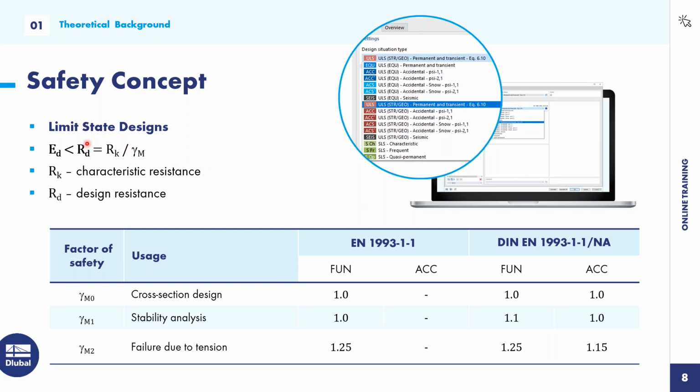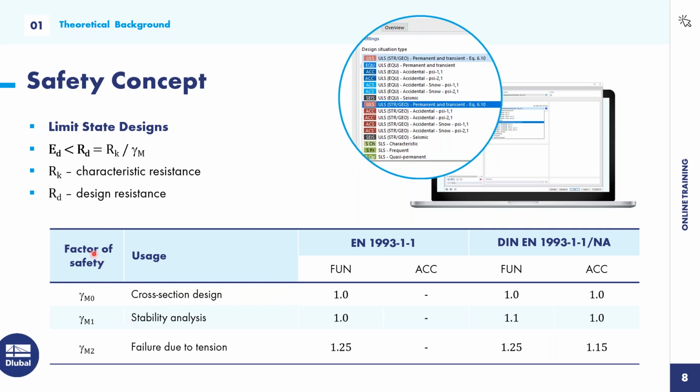Okay, so safety concepts in steel design, especially in the Eurocode. What do we have here? Generally, we put the design effects and compare them to the design resistance, and the design resistance is composed of the characteristic resistance divided by the safety factor.